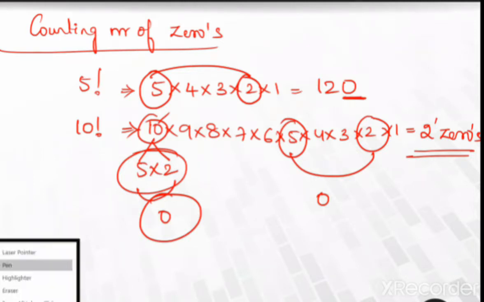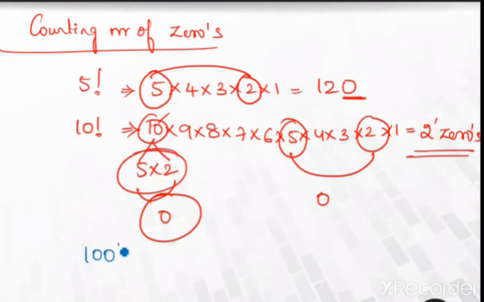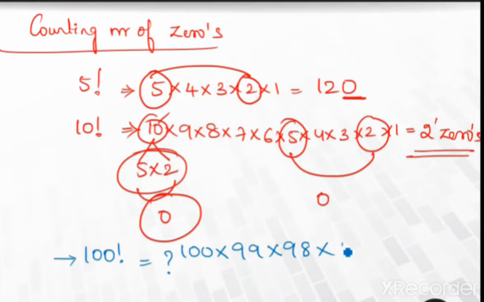Now, if I'm asking you in 100 factorial, how many zeros are there? If I'm calculating 100 into 99 into 98 into 97 up to 1 like this, it will take a lot of time in the exam.